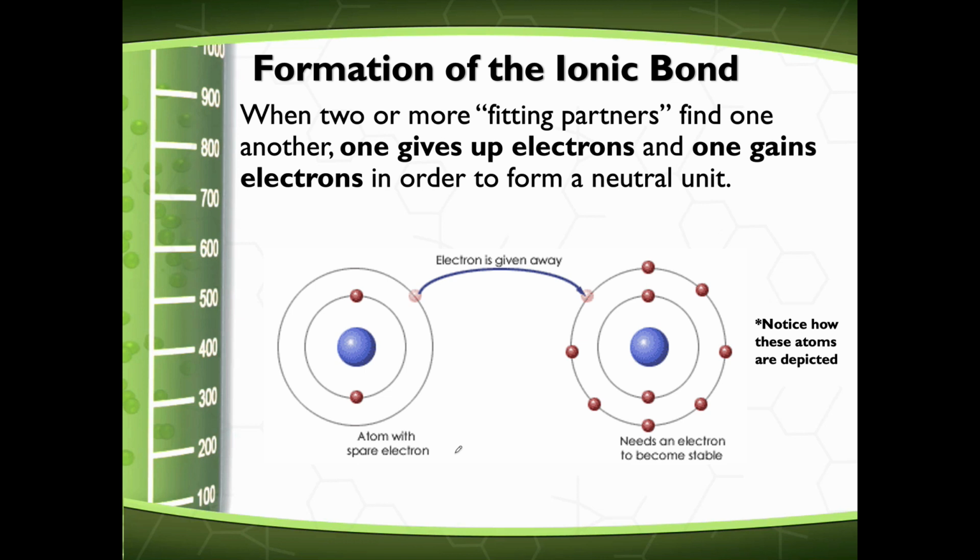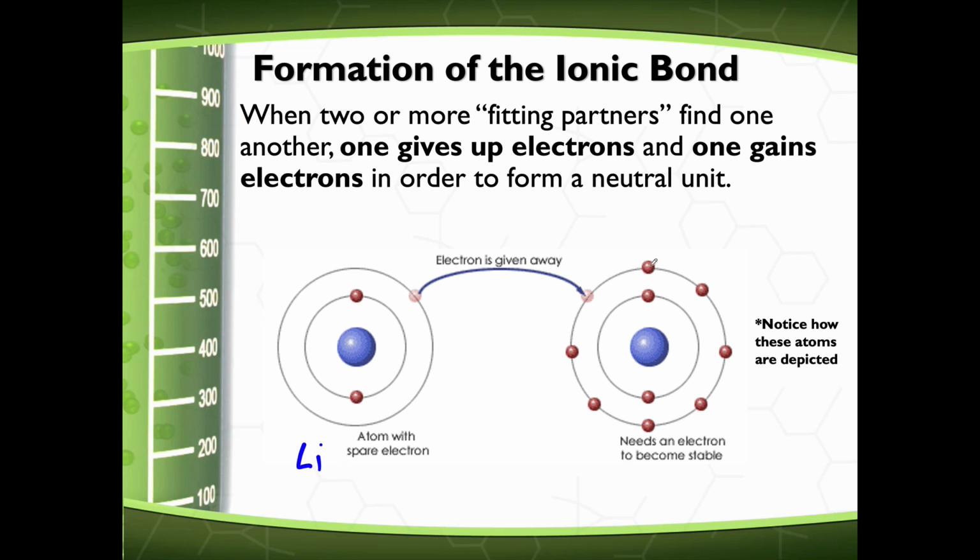Now, ionic bonds form from 2 ions where they're both unhappy and one wants what the other one has. So when two or more fitting partners find one another, one will give up electrons and one will gain electrons in order to form a neutral unit. Okay? So in this one, this would be lithium. Lithium would have 3 electrons, but notice how that third electron's in its valence shell. And it wants to get rid of it, because if it does, it's going to make this one over here happy, and itself will become happy by looking like neon instead. If it loses that third one, neon's in group 18, and neon's a happy atom.